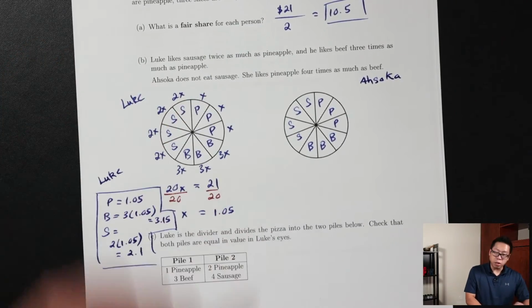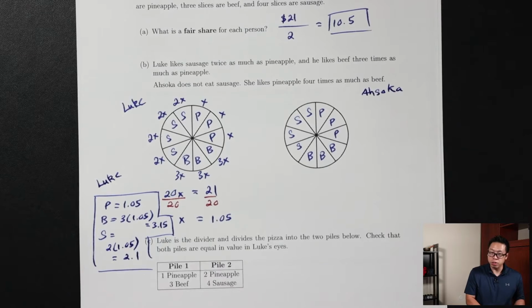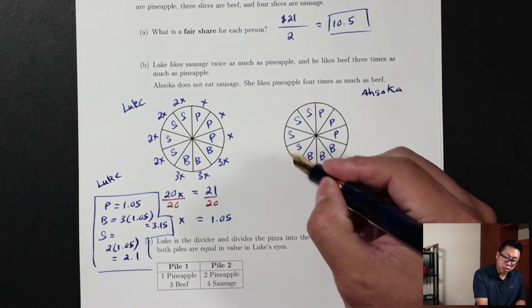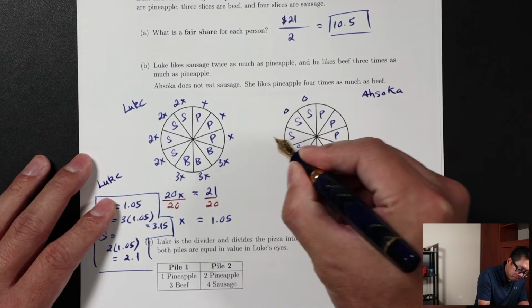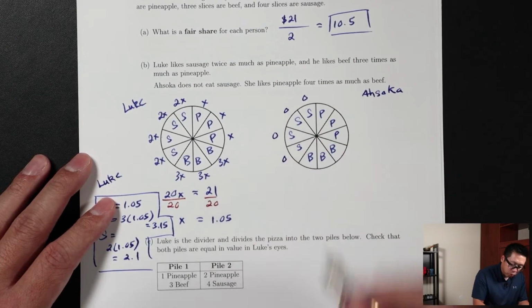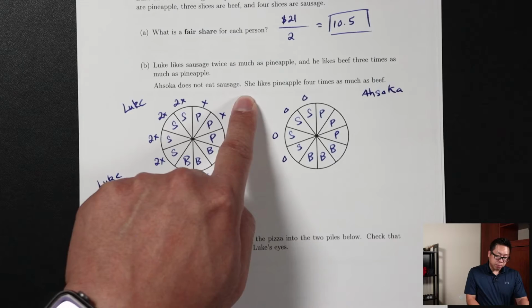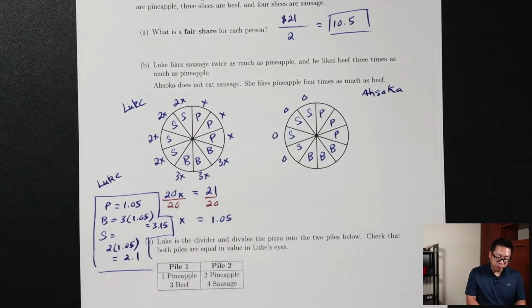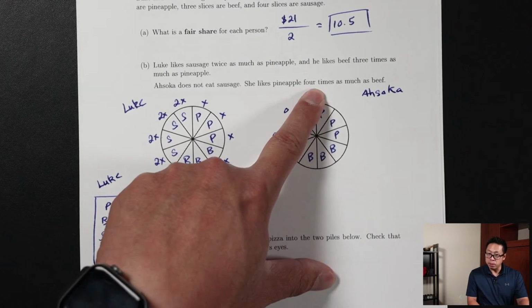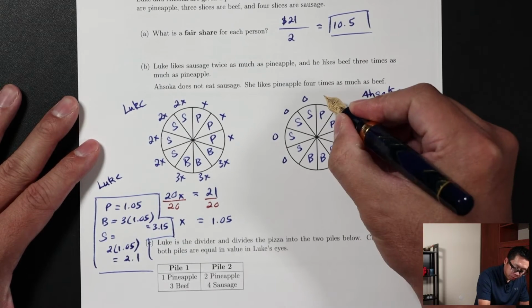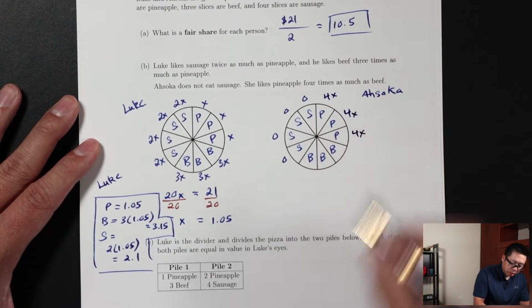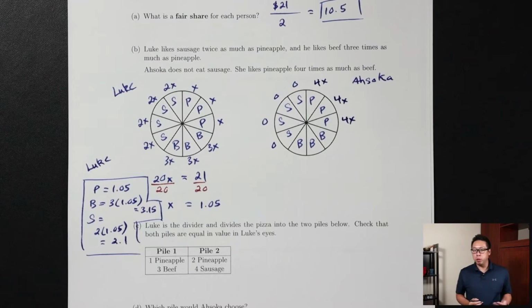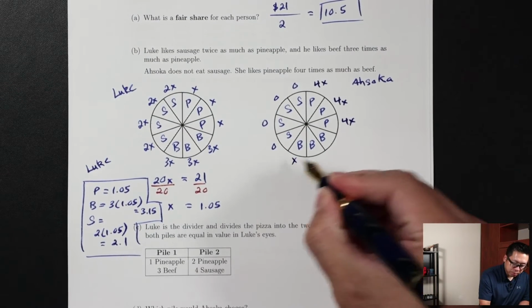Ahsoka does not eat sausage, okay, so she doesn't want the sausage at all, which means the values on the sausages are 0. There are 4 sausages. She likes pineapple 4 times as much as beef. So pineapple is 4x. And then the remaining type of slice we label with just regular x.